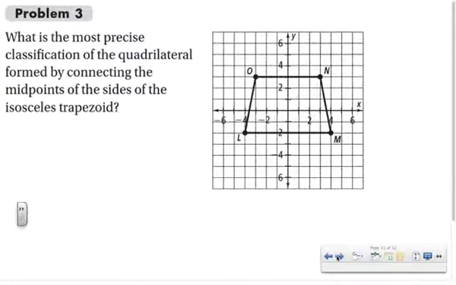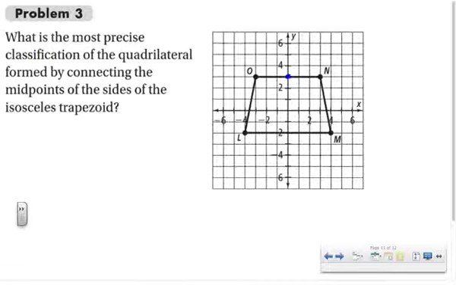Okay. So, in problem 3, we're being asked to classify the quadrilateral formed by the midpoints of the sides of this trapezoid. Like I said, really the only time you're dealing with midpoints is when they're telling you you've got to deal with midpoints. So, 2 of the midpoints are really easy to find. We can just count the boxes on those 2 horizontal segments. In the interest of being able to refer to those midpoints in a concise way, I'm going to name them W, X, Y, and Z.